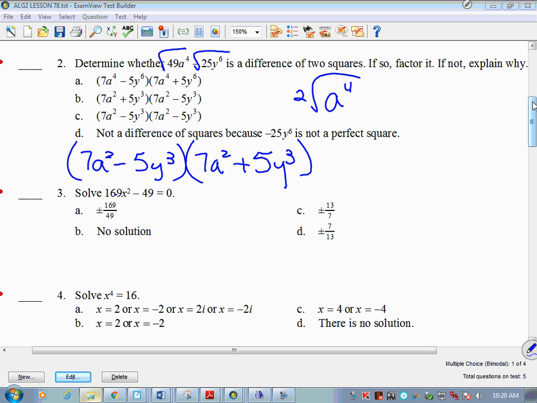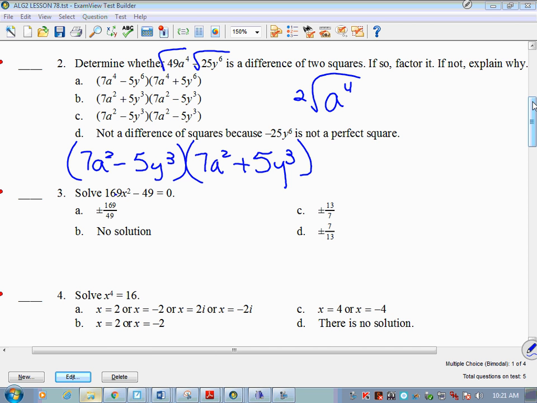All right, now before I'm done, just because it's a good practice, we should do what? How can I test to see if this works? I could FOIL it back out. What's 7a squared times 7a squared? 49a to the fourth. Now, because this is a sum difference, are my middle two terms going to cancel out? Yeah, because 7a squared times 5y cubed is 35a squared y cubed. Negative 5y cubed times 7a squared is negative 35a squared y cubed, right? So those are going to cancel out. What's negative 5y cubed times positive 5y cubed? Negative 25y to the sixth.